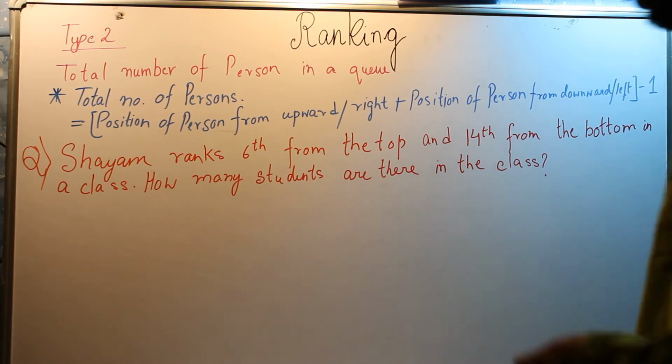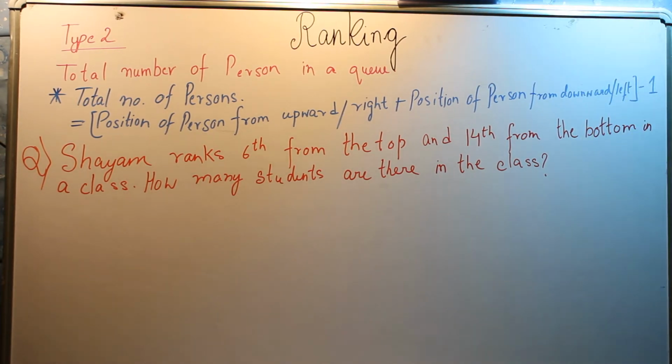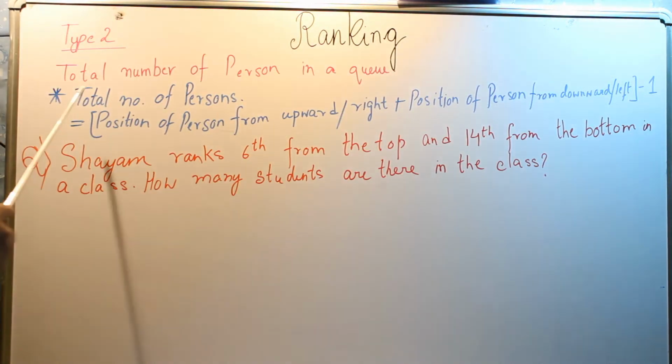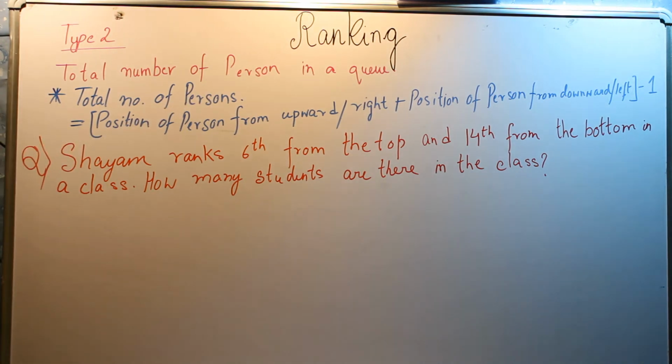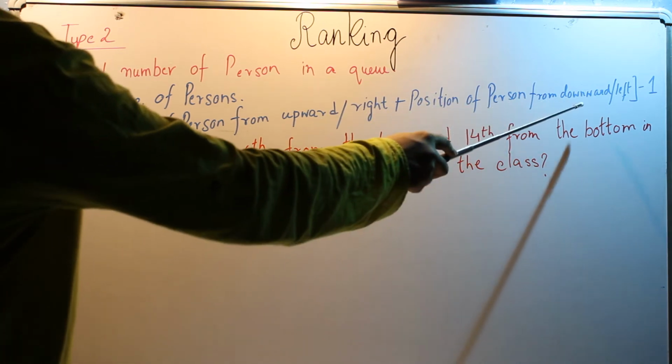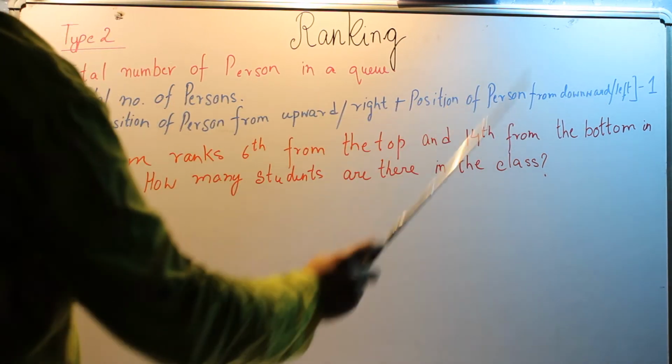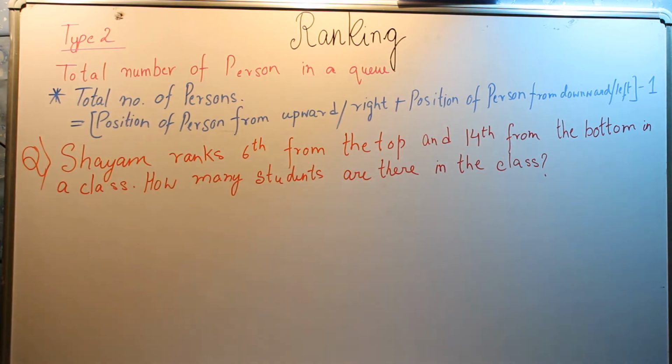Before going to the question, let's discuss its type. Total number of persons in a queue is given with the formula: position of person from upward, that is top or right, plus position of person from downward, that is from last or left, minus 1. So let's solve this question using this formula.